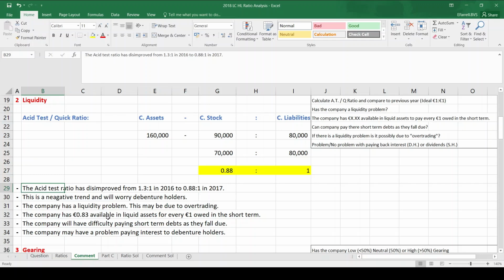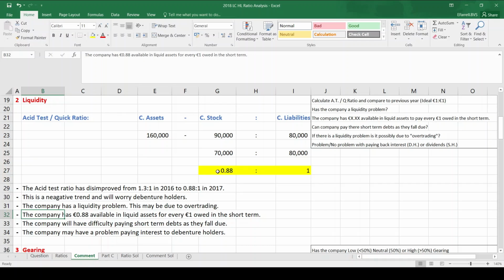Again, this is another standard sentence. The company has 0.8, that should be 0.88. The company has 0.88 euro or 88 cent available in liquid assets for every €1 owed in the short term. So for every €1 they owe in the short term, they have 88 cent. If this was 1.5 is to 1, they would have €1.50 for every euro they owe, which would be good. The company will have difficulty paying debts as they fall due. Okay, because it's less than 1 is to 1.